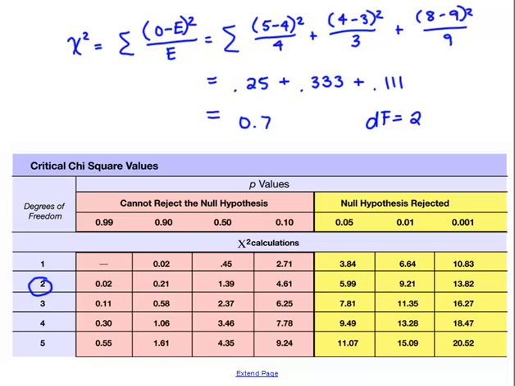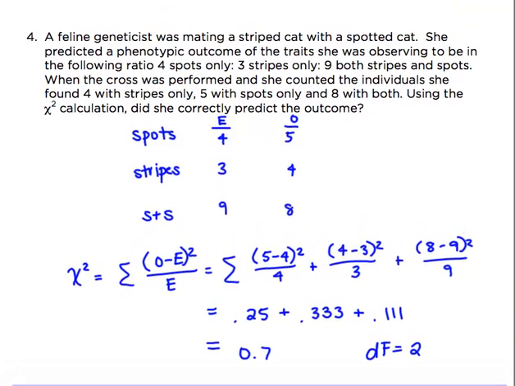It would actually lie somewhere between here, which means there's a 50 to 90% chance that the deviations from expected values are just due to random chance, which means that we cannot reject the null hypothesis. And this means that she did correctly predict the outcome, so yes, she did.